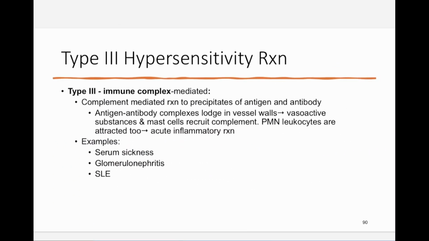Type 3 is immune complex mediated. This is the I. Immune complexes. So these are complement mediated reactions. Again, antigen to an antibody. What happens here with these type 3 ones is that this new complex starts to embed itself into tissues. It can go into vessel walls. It can go into tissues as well. But wherever these little complexes get stuck and lodged in the tissue, that's where you're going to have your problems.